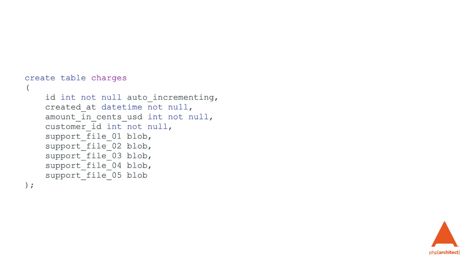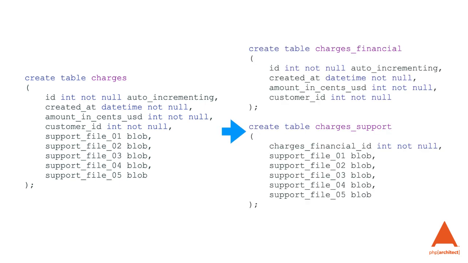When we split a table vertically, we keep the same number of rows, but split the columns into different tables. For example, going back to our charges table, someone went and added a bunch of blob columns to our table for supporting evidence, but they're really used in less than 1% of rows, and it's causing a performance problem. We can easily vertically split this table into a charges financial table and a charges support table, so we can keep the financial pieces fast without having to worry about loading all of these blob columns into memory every time that we need to read the table data.